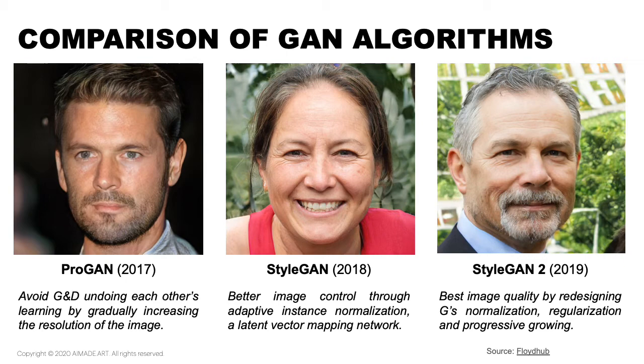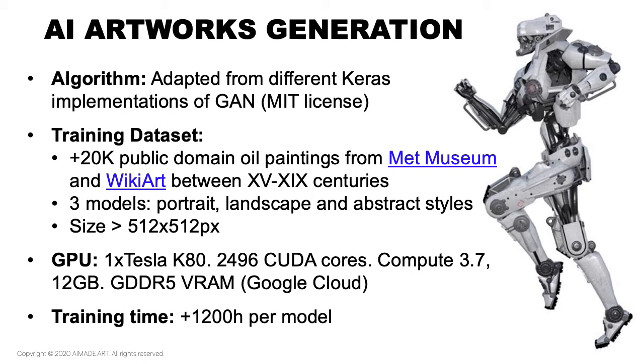When it comes to my project, AIMA.art, what I did first was to write some scripts to download public domain oil paintings with my desired characteristics. It's very important that they are public domain, because that means that eventually I can use them for commercial purposes. So that's why I chose paintings between the 15th and 19th centuries that I downloaded from Metropolitan Museum of New York and WikiArt. I was able to gather over 20,000 public domain paintings, and with three different styles, which are portrait, landscape, and abstract styles.